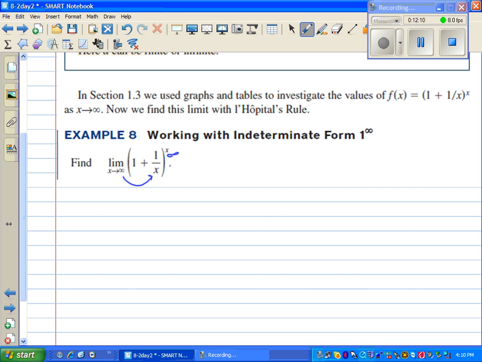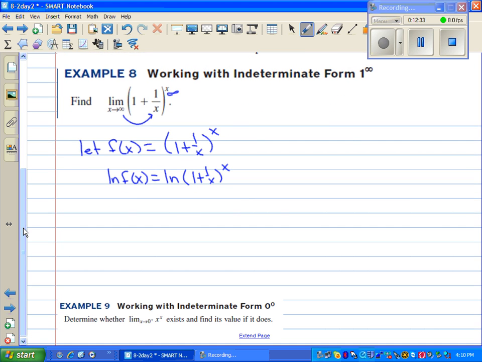That's an indeterminate form. Now what we're going to do is we're going to let f of x equal the 1 plus 1 over x raised to the x power. What we can do from here is take the natural log of both sides. So we have natural log of 1 plus 1 over x to the x. And what that allows us to do is to get this x out of the exponent. So now we have x natural log of 1 plus 1 over x.